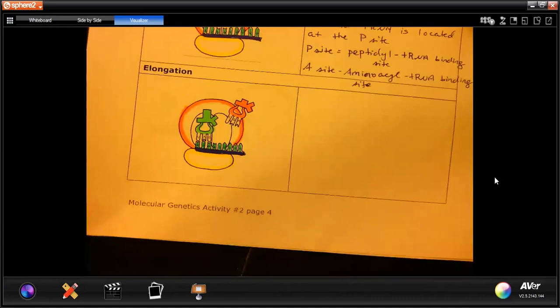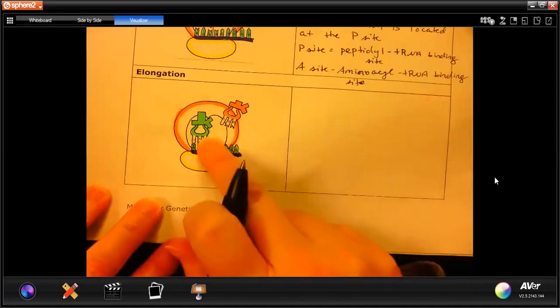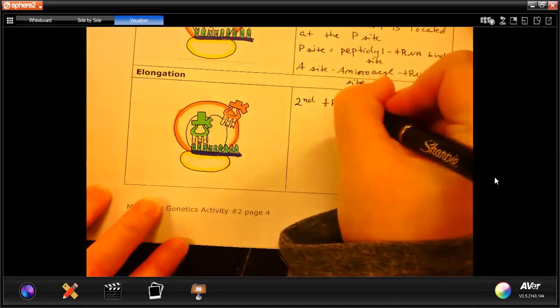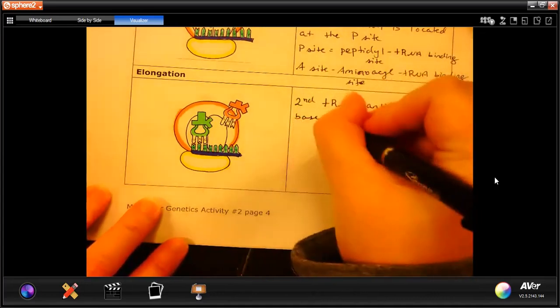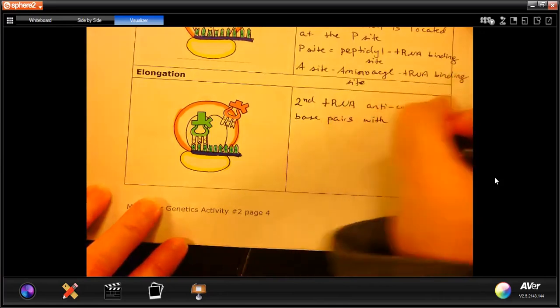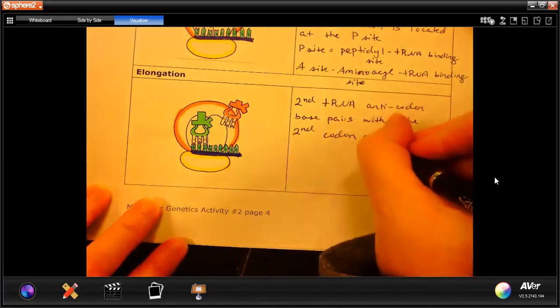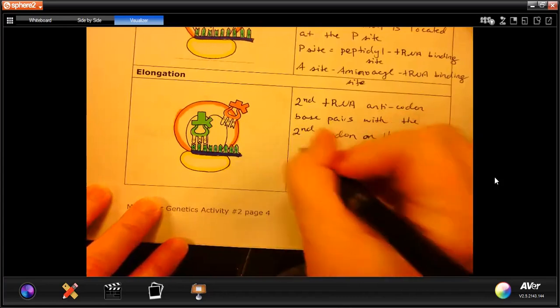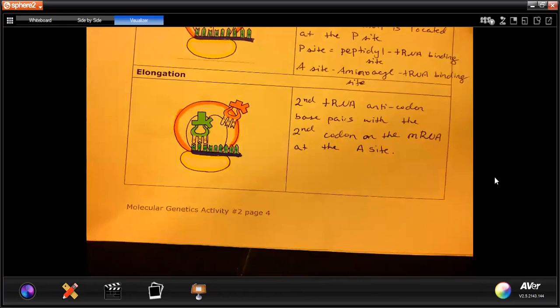So our first step of elongation, it's a big old box. It's only one sentence. It's going to state what's happening here, which is that a second tRNA anticodon base pairs with the second codon on the mRNA at the A site.